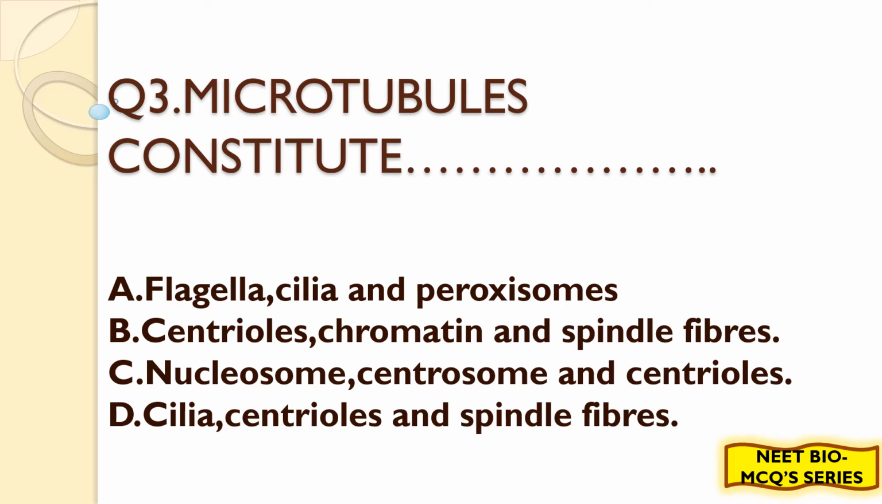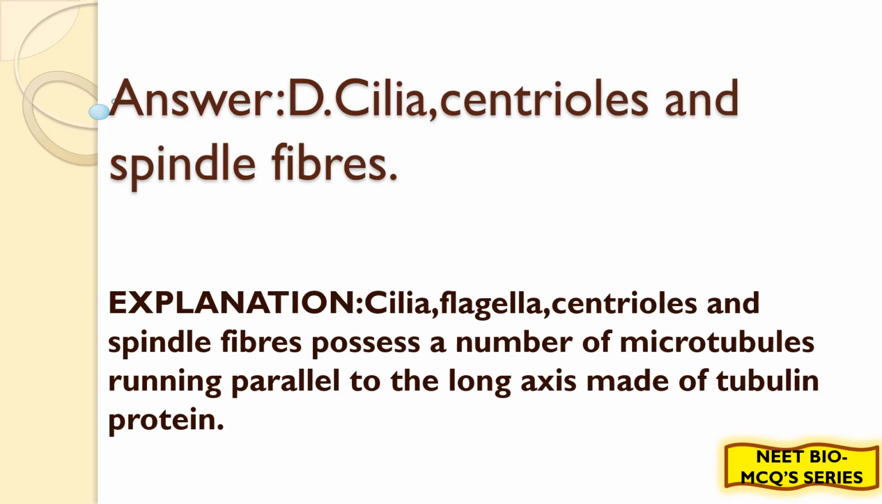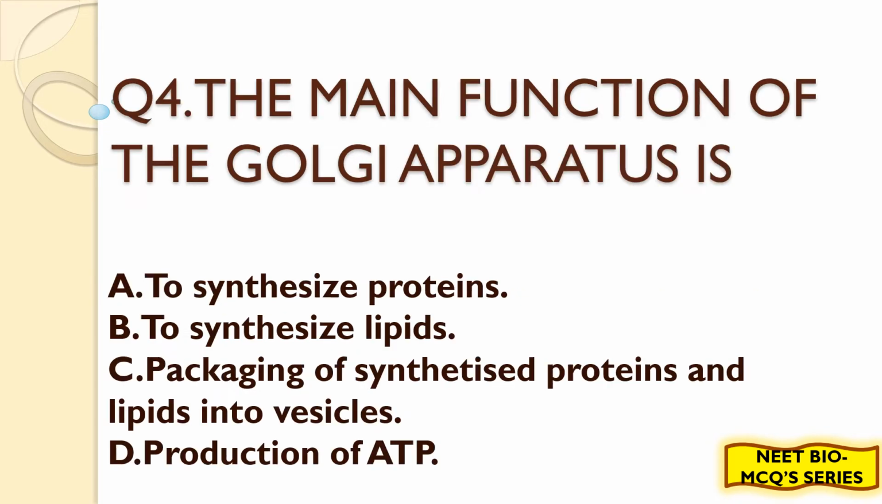To analyze this, let's understand that peroxisome is a membrane-bound organelle. Chromatin and nucleosome contain DNA. So microtubules in all the three is the option D, that is cilia, centrioles, and spindle fibers. The explanation is cilia, flagella, centrioles, and spindle fibers possess a number of microtubules running parallel to the long axis made of tubulin protein. One should revise the structure of cilia, flagella, and the centrioles before the exam.